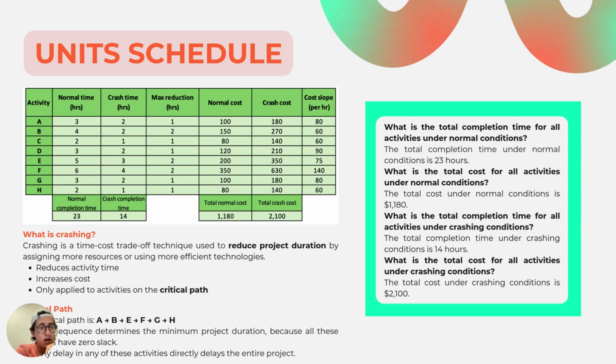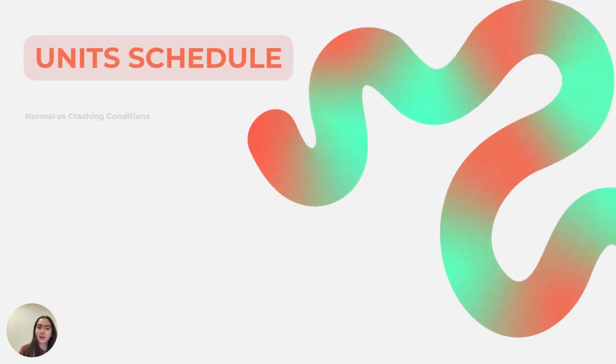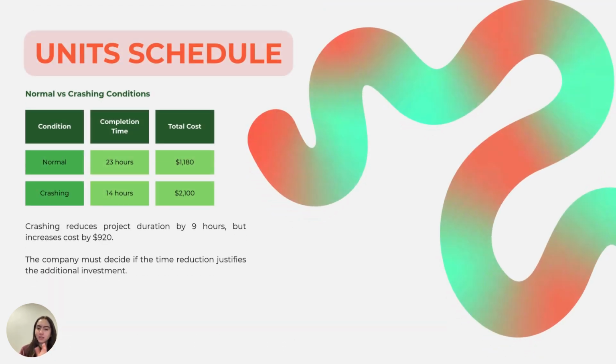Step 3, crash the critical path. We reduced activities in order of lowest cost slope, ensuring the activity was on the critical path and crashing actually reduced project duration. Step 4, repeat until reaching the optimum. We continued crashing until the project could not be shortened further or costs became unjustifiable.